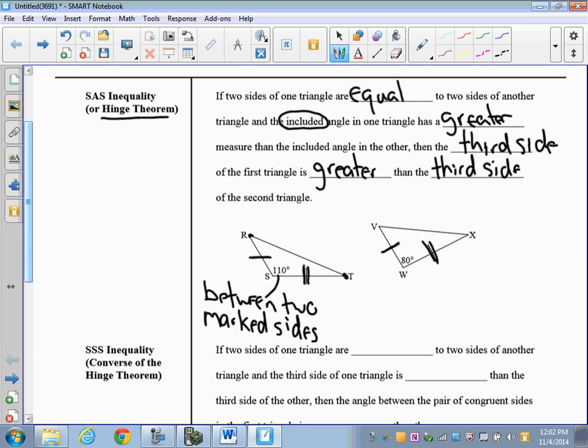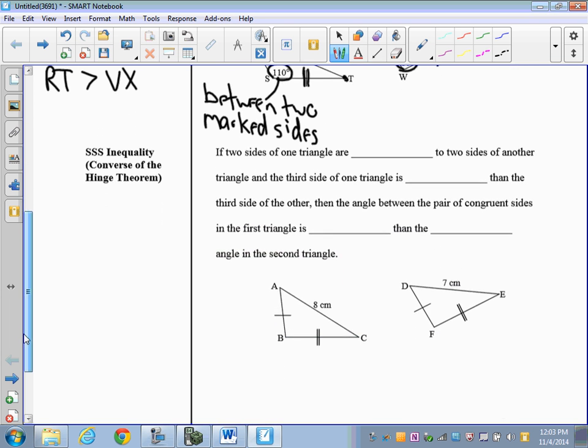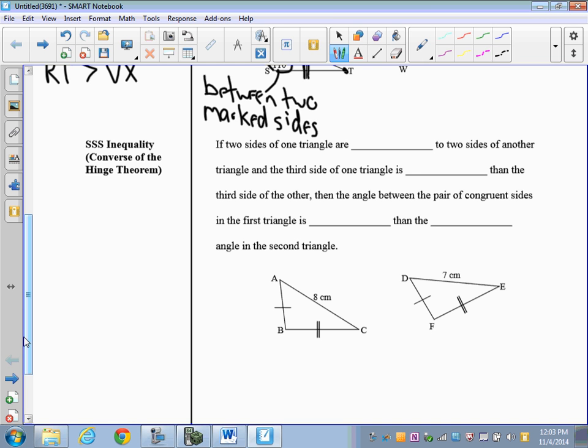So all this says is since 110 is greater than 80, the included angle is greater. So since 110 is greater than 80, then segment RT is greater than segment VX. I think nearly all of you should be able to see that just from the visual. And like I said, we'll go over more examples in class where you can see it better firsthand.